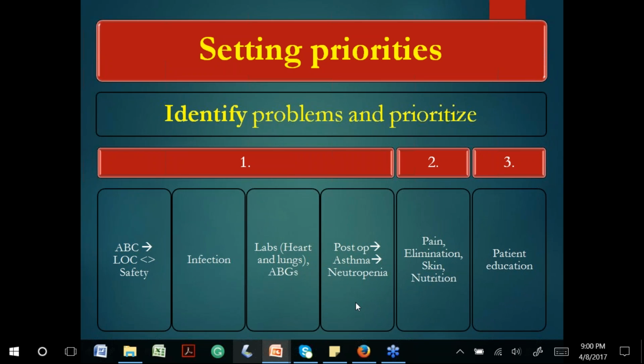All right, so we have patient education, number three. Oh, number three is the last one, but not the least important.